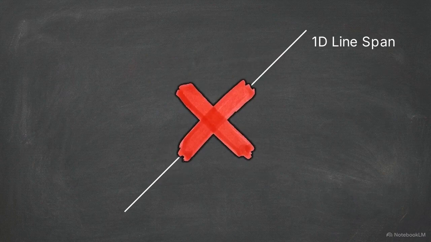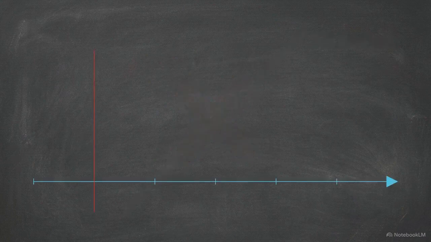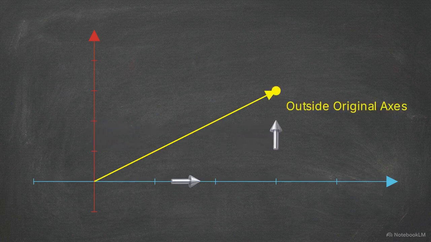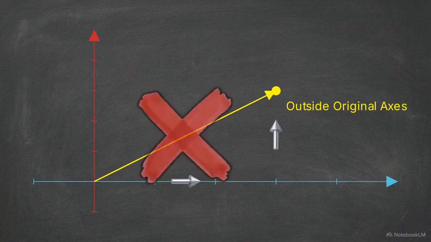False. Part D suggests the union of any 2 subspaces is also a subspace. Subspaces must be closed under addition. If we take one vector from the x-axis and another from the y-axis and add them together, the result is a point that falls outside of both original axes. This failure of the closure rule makes the statement false.